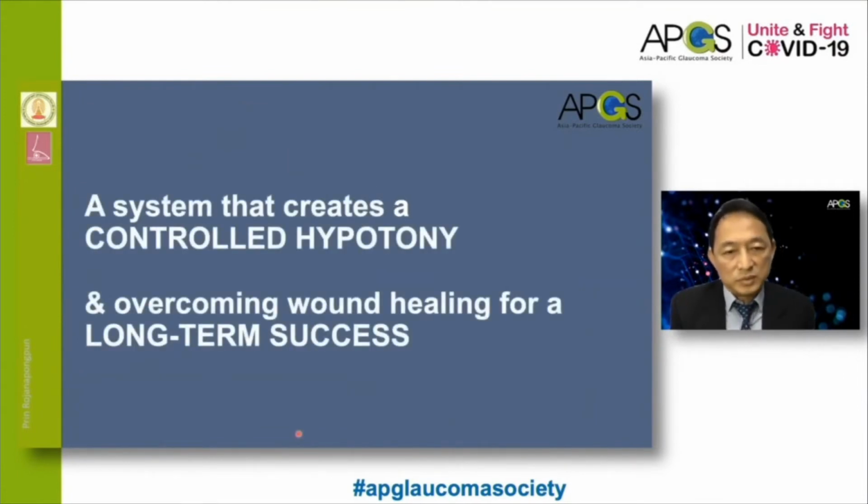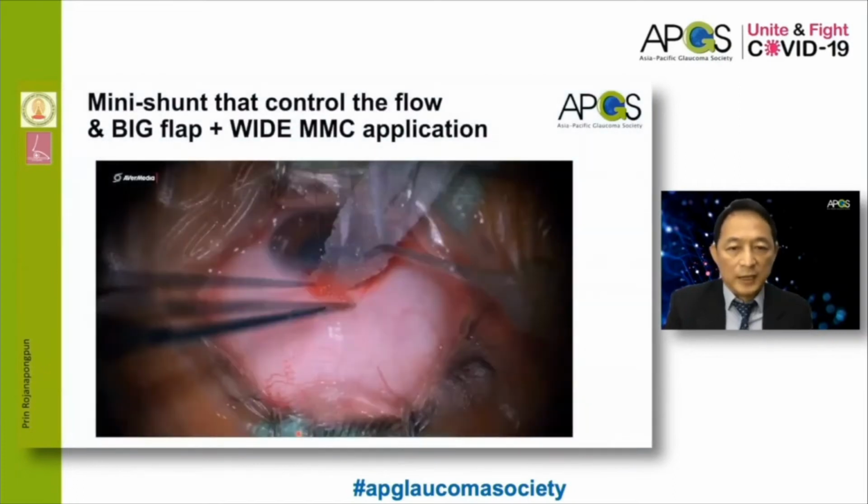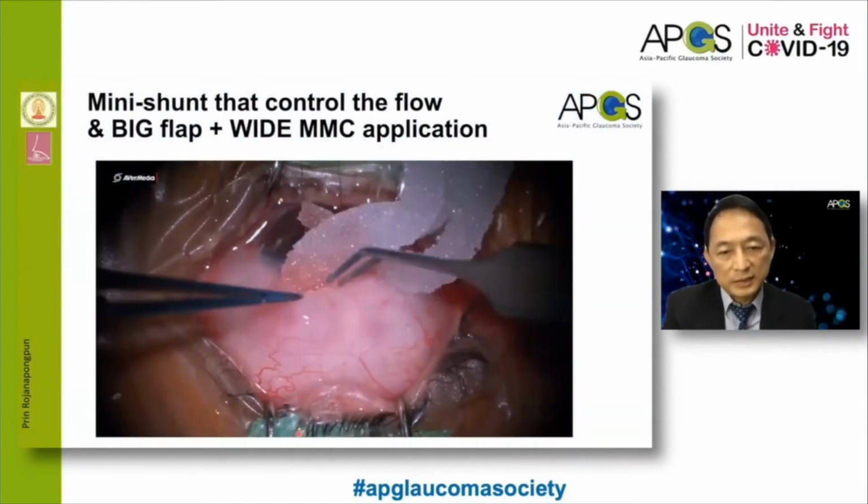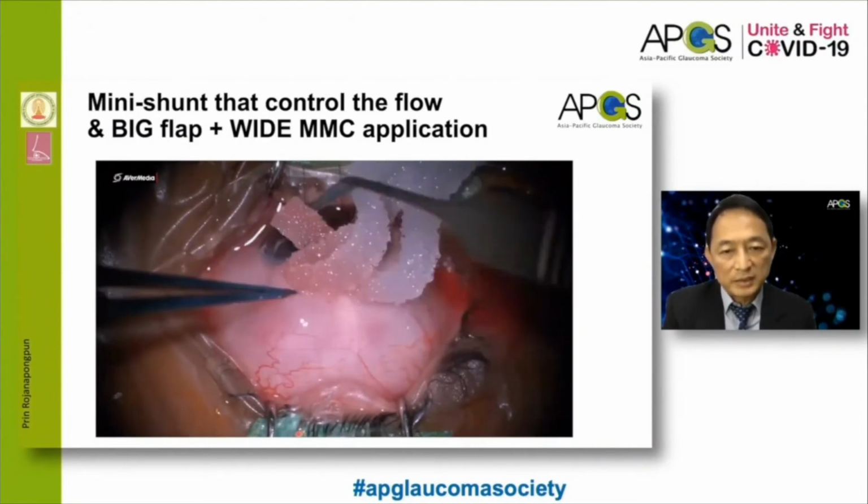So what I'm sharing with you is a system that we need to create a controlled hypotony, just like the old days when they did full thickness filtering surgery to overcome wound healing and achieve long-term success, but also with fewer complications like flat AC. This is a surgery that takes the idea of combining several things.